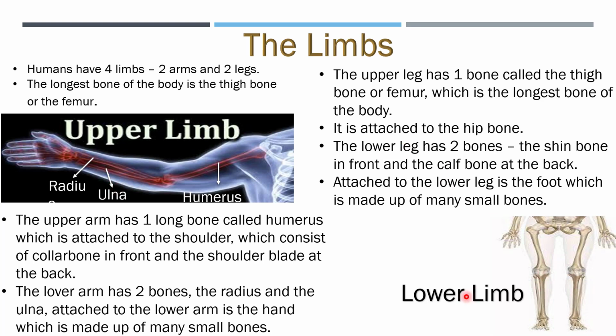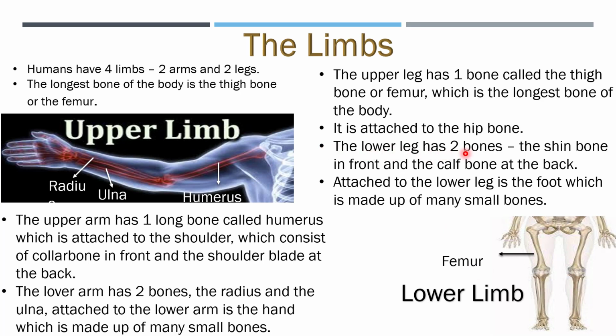Now let's talk about the lower limbs. The upper leg has one bone called the thigh bone or femur, which is the longest bone of the body. It is attached to the hip bone. As we can see in this image, this is the bone which is attached with the hip bone. So this is our femur.